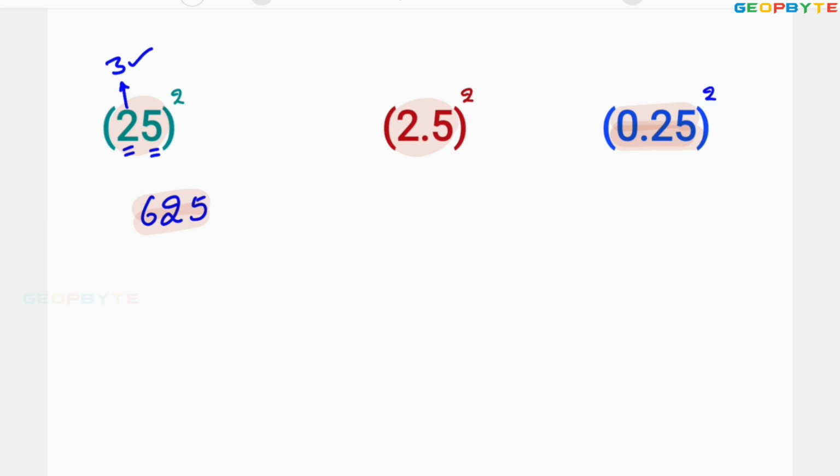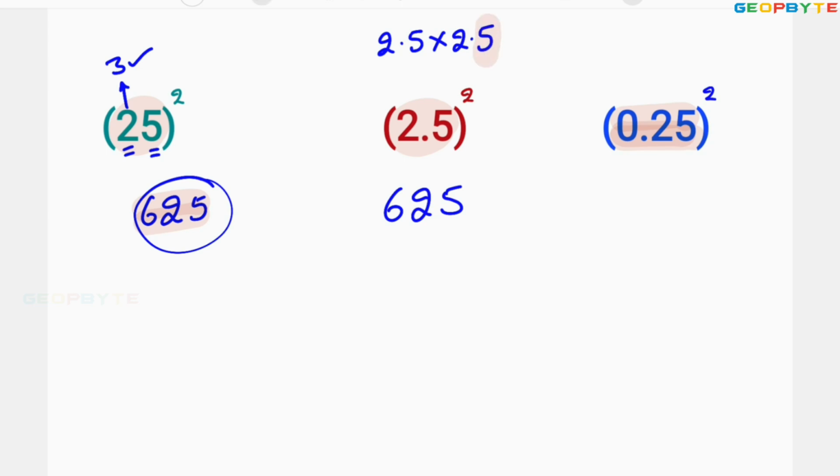Similarly, for 2.5 square, how can you write the 2.5? 2.5 whole square, 2.5 into 2.5. You take the same value, that is 625. You just count how many digits are there after the decimal point. This is one digit, this is the other digit. Two digits are there after the decimal point. Then you place the point after two digits. 6.25 is the value of the square of 2.5.